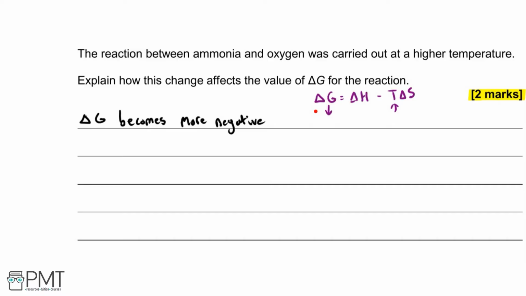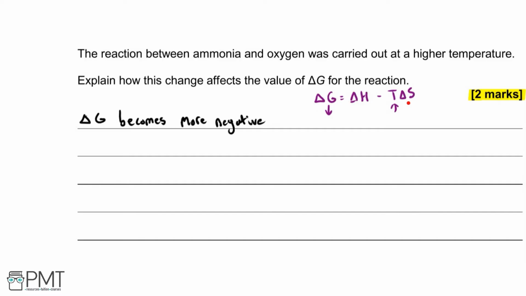We then want to actually explain why, because this here, ΔG becomes more negative, gets us 1 mark, but we need to get that 2nd mark. And this is about the mathematical reasoning we've just gone through. As that temperature increases, the value as a whole decreases, and the reason for that is that the ΔS, this entropy change, is positive.